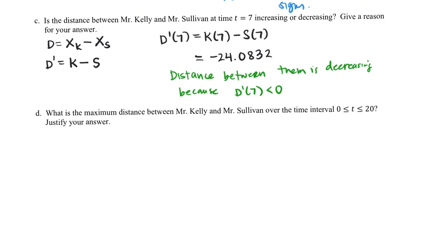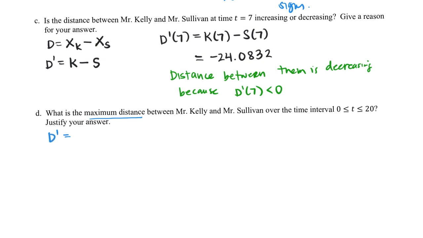Okay, last question. What is the maximum distance between Mr. Kelly and Mr. Sullivan over the time interval 0 to 20? Justify your answer. Okay, I want the maximum distance, so I need the critical numbers for distance. Let me set d prime, let me see what d prime is.